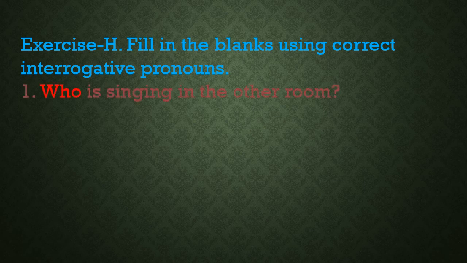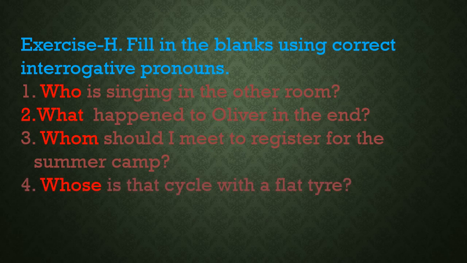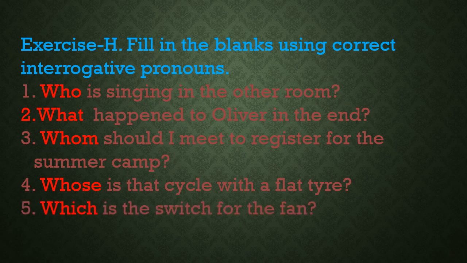Number 1, who is singing in the other room? Number 2, what happened to Oliver in the end? Number 3, whom should I meet to register for the summer camp? Number 4, whose is that cycle with a flat tire? And number 5 is, which is the switch for the fan?